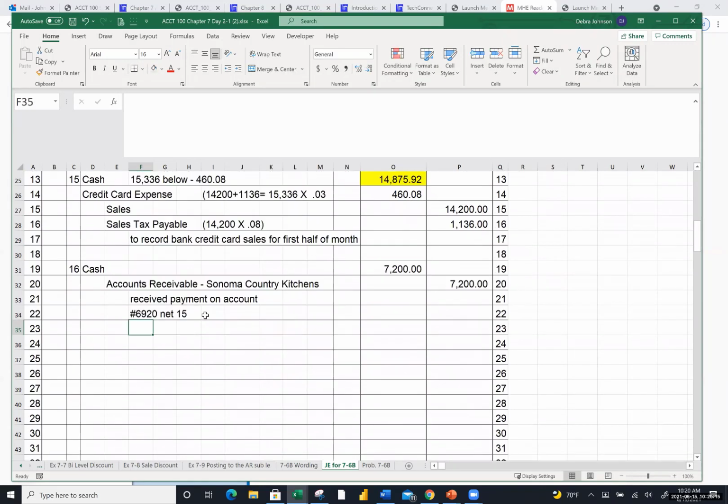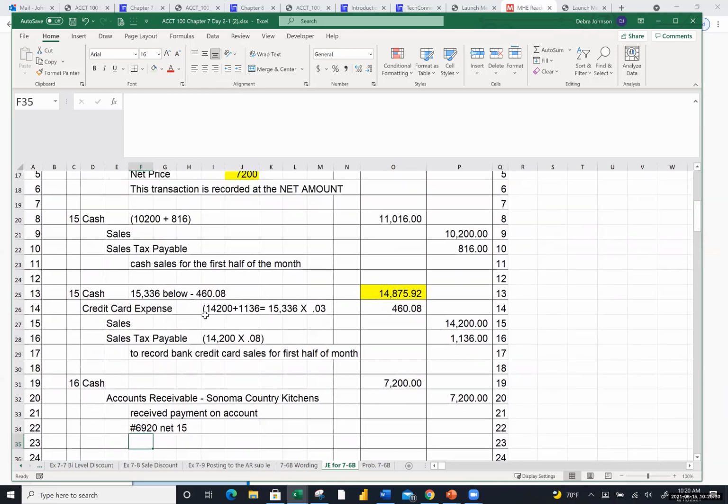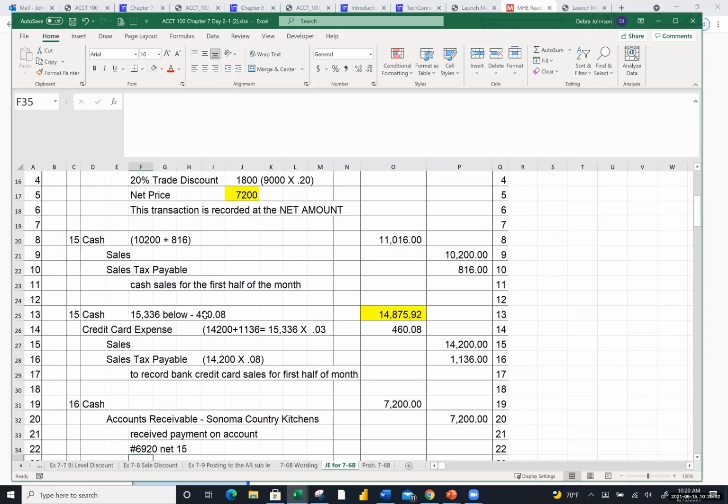And they had 15 days to pay it. No discount given because they are a wholesale customer. We already gave them a big trade discount. They just had to pay it within 15 days, and they did. So that's the first thing I want you guys to do on this problem.